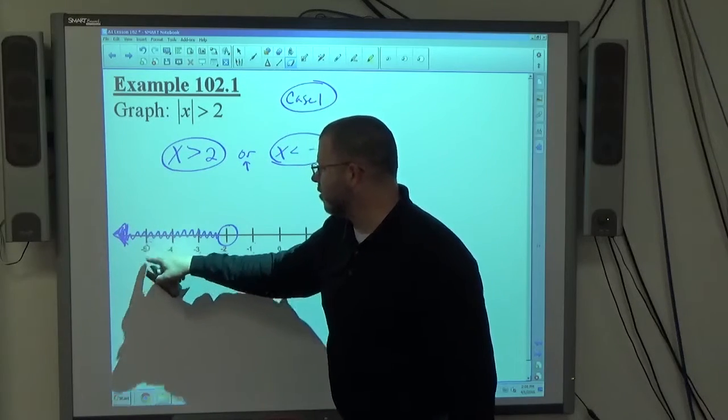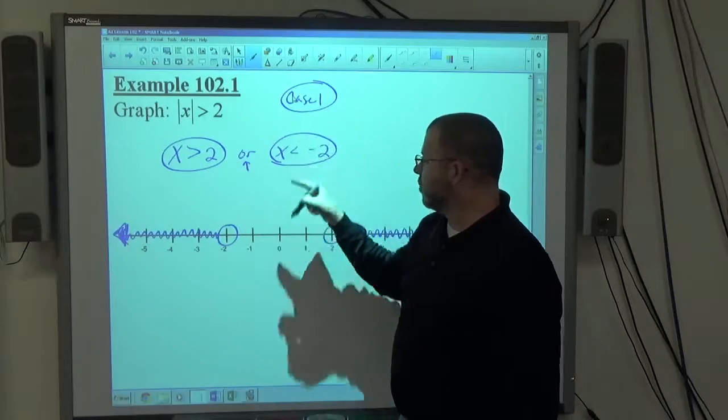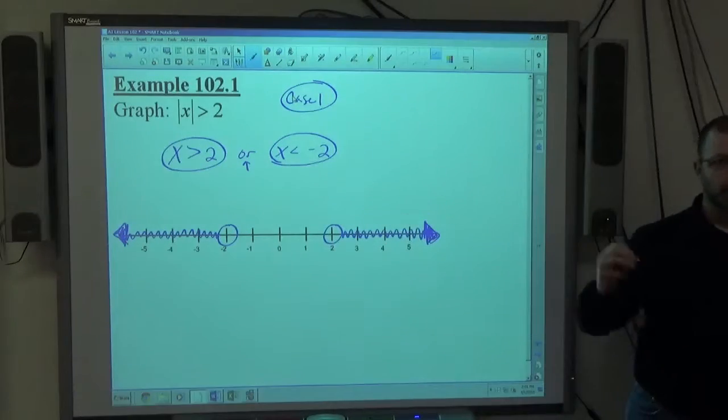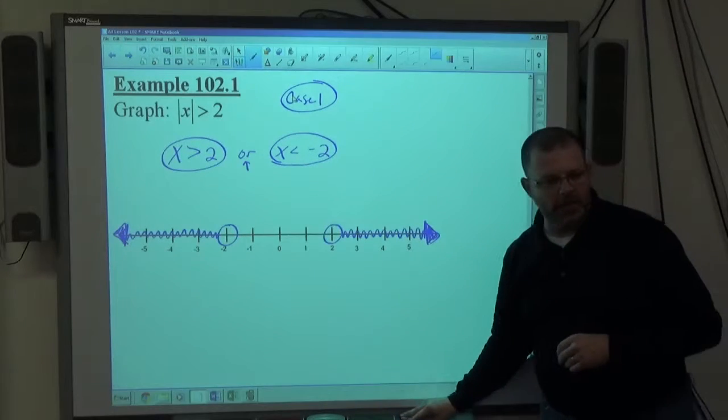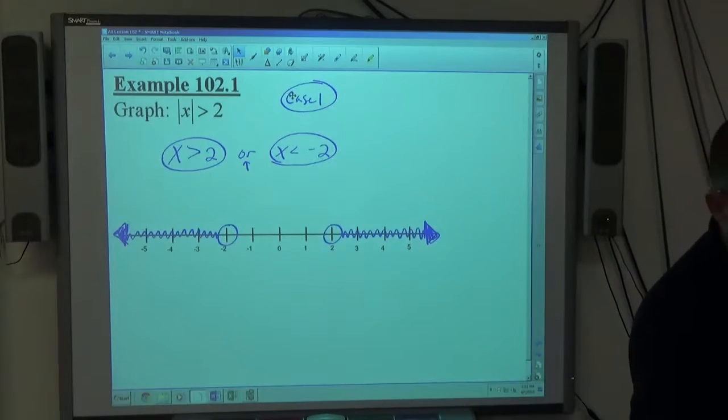And that is the answer to this problem. When you get case 1, that's what the graphs are going to look like every time. Open or closed circles going opposite directions. Every single time you should expect that type of graph for a case 1 absolute value inequality.